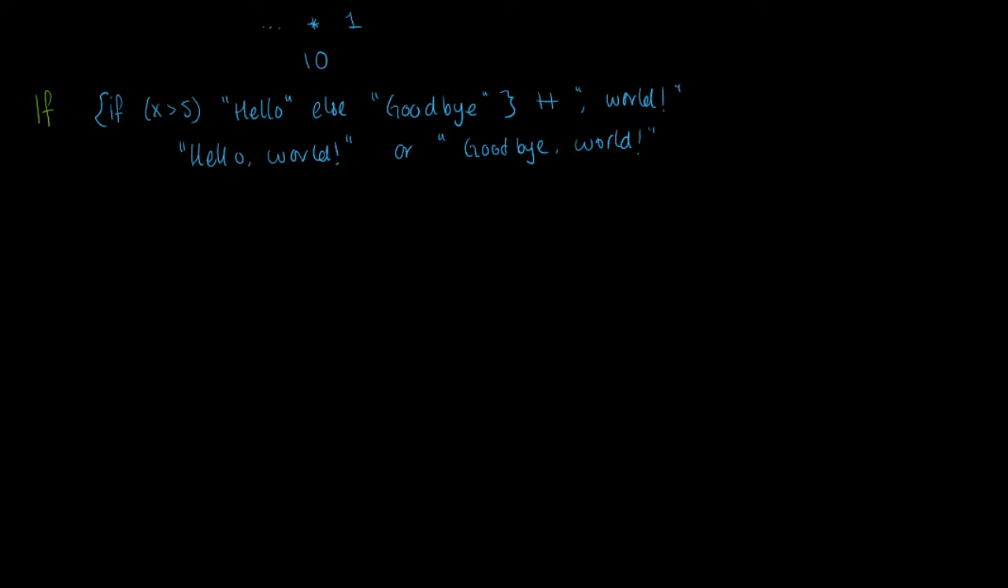The syntax tree of this looks similar to the let expression. We have the double plus and the world on the right, and on the left we have 3 parts to if. The first is the condition, which involves a greater than, with an x on the left and a 5 on the right. The true branch is the string hello, and the false branch is the string goodbye.